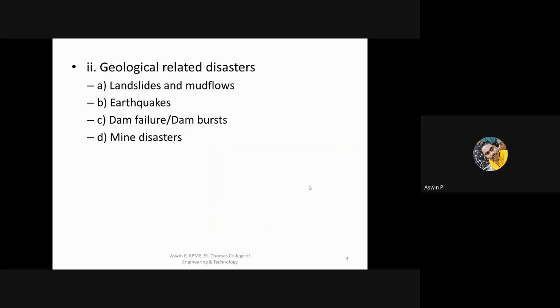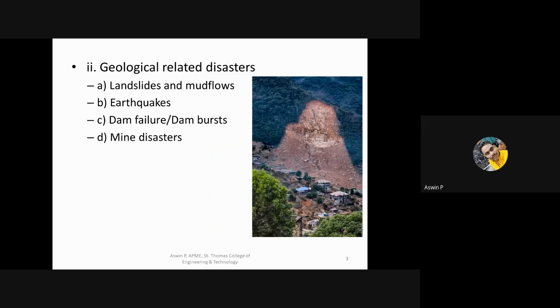Geological related disasters. When we are discussing geological related disasters, there are four kinds: landslides and mudflow, earthquakes, dam failures, and mine disasters. Discussing the first one, landslide or mudflow, we have been experiencing the same issues in past years in Kerala. We have lost a lot of forest area due to landslides in Wayanad, Kannur, Idukki, and Palakkad. Due to heavy rainfall with water, the land slides down from a very high mountain towards the city. You can see a figure here.